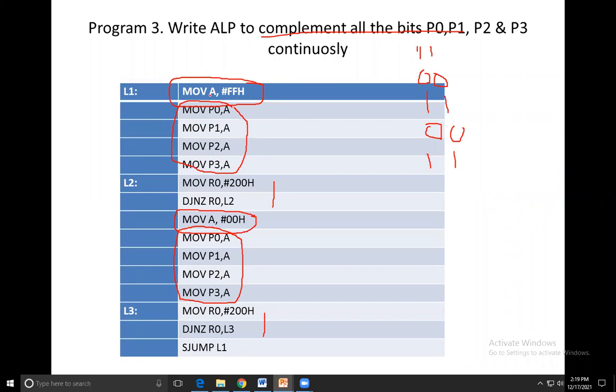After that, what I am doing is just giving a delay. These two lines, MOV R0, #200 and DJNZ R0, L2: until R0 becomes 0, you have to decrement R0. If R0 does not contain 0, decrement and jump if not 0 to L2. Until you get 0, you keep decrementing R0. So this is a delay. You can take any value, 2000, 200, 300, depending on how much delay you want.